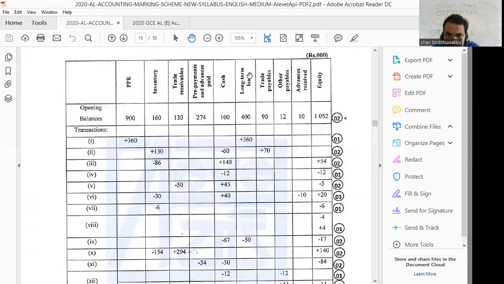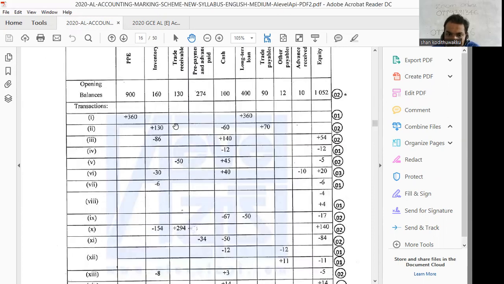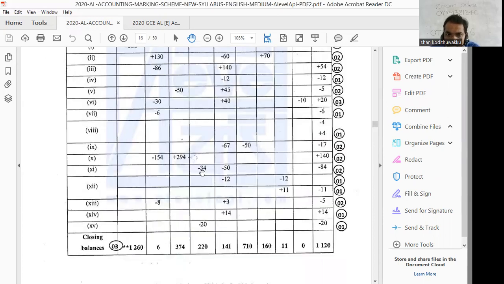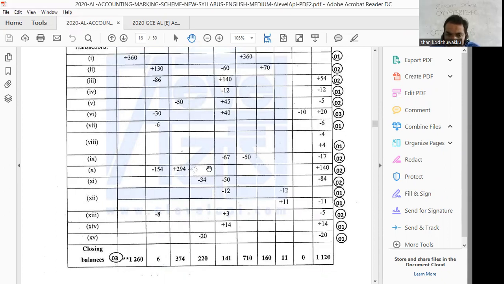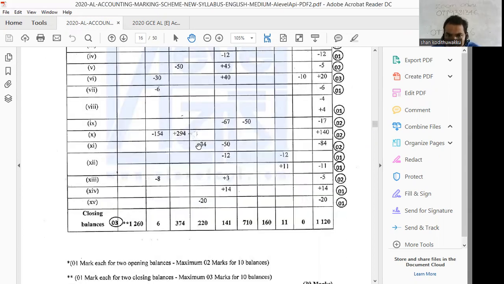Here we have prepayments and salary advances paid. As they have paid 84,000 worth of salary, we can set off 34,000 from the salary advance. At the beginning, we have salary advance paid for employees, 34. Therefore, minus 34. But total salary paid is 84,000.